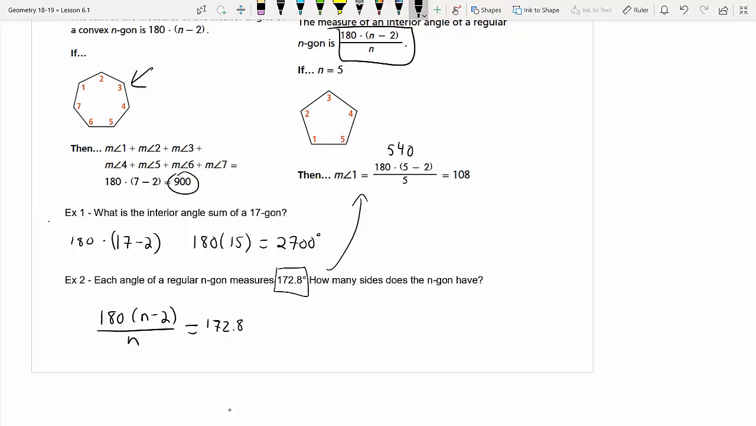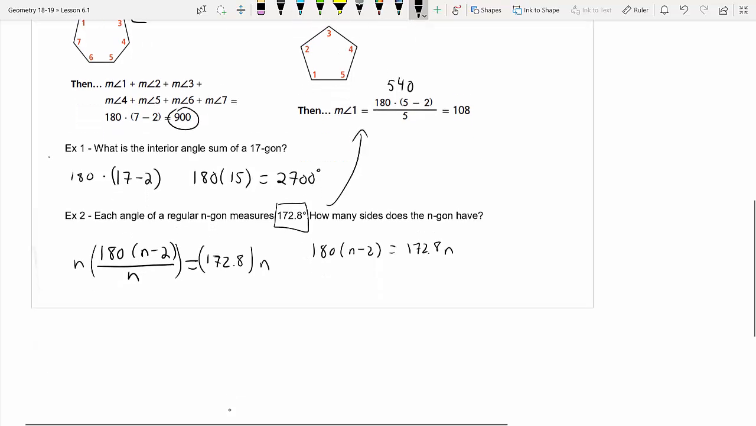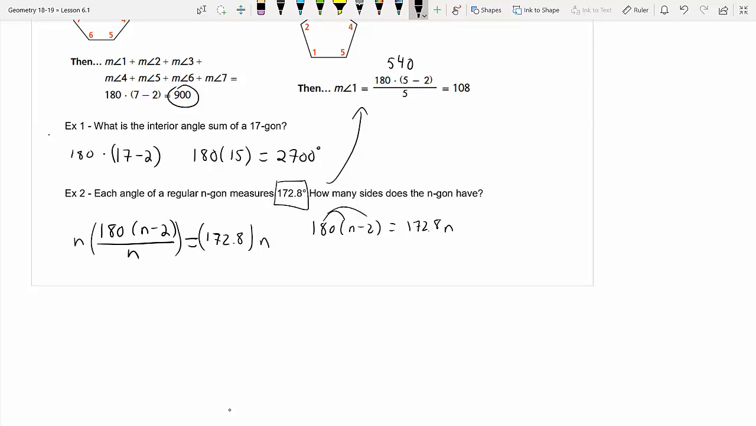What I'm going to do is first multiply both sides by n. So I'm going to have 180 times (n minus 2) equals 172.8n. I'm then going to distribute this 180. So I've got 180n minus 360 equals 172.8n.